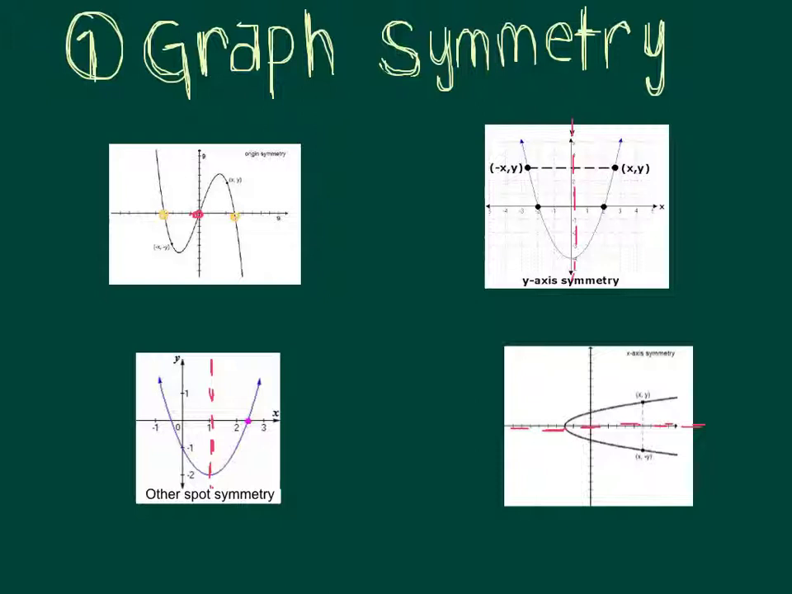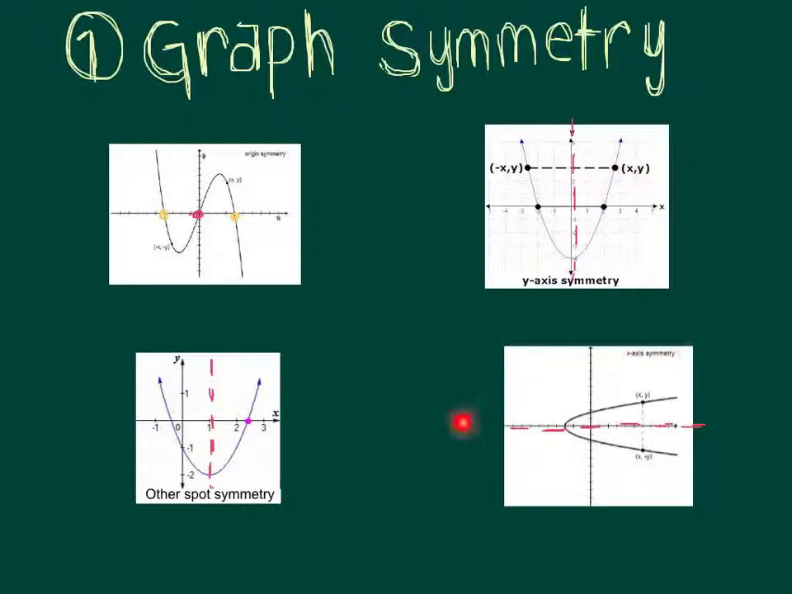The second type of symmetry shown here is symmetry across the y-axis. You can almost see that if I took the left side and reflected it over the y-axis, I would have the right side. So I could also take any point and just reverse the sign on the x, and that point will also be on the graph. So keep y the same, but flip the sign on the x, and that point is also on the graph.